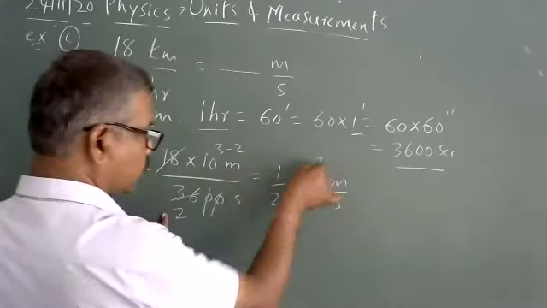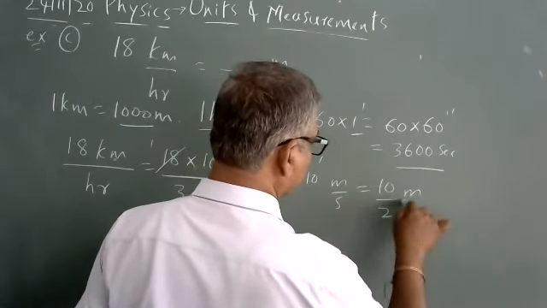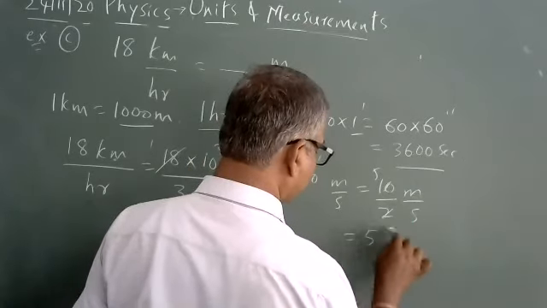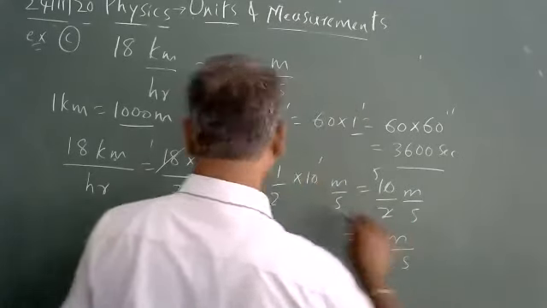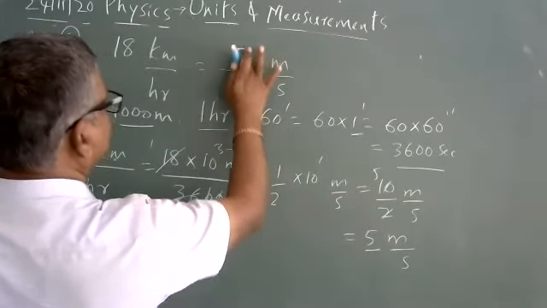Then 10 raised to 1 means 10, so it is 10 by 2 meter per second. Finally, the mathematics gives you 5 meter per second. Means you need to write it as 5 meter per second.